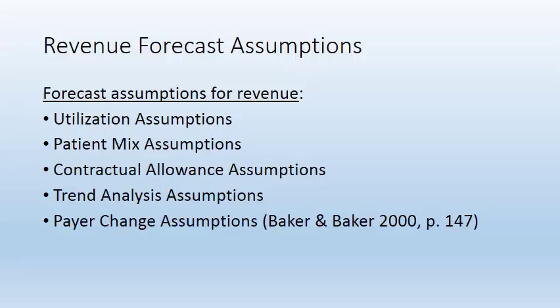Let's take a look at revenue forecast assumptions. There are 5 assumptions that are important to be aware of when considering revenue generation for healthcare administrations. These 5 forecast assumptions are utilization assumptions, patient mix assumptions, contractual allowance assumptions, trend analysis assumptions, and payer change assumptions. We will take a closer look at each one of these in the next few slides.